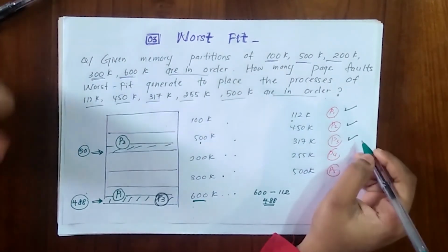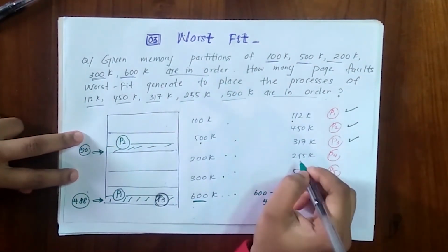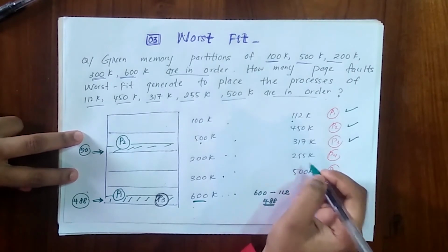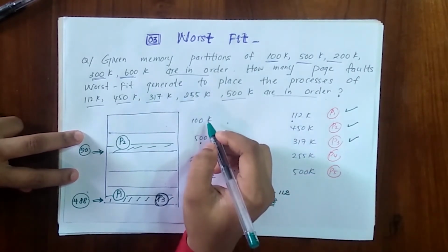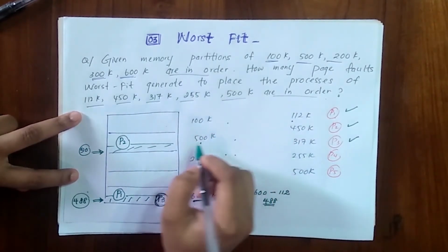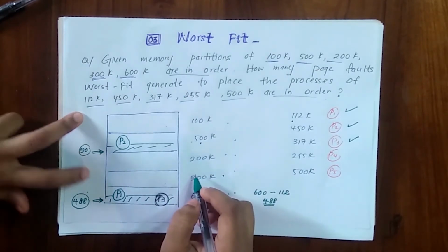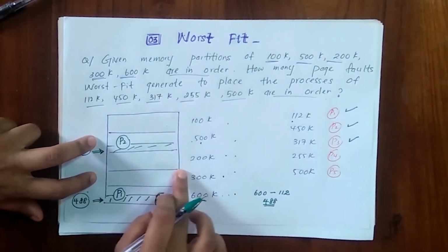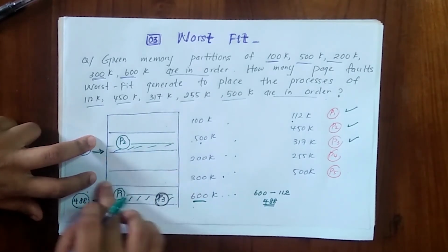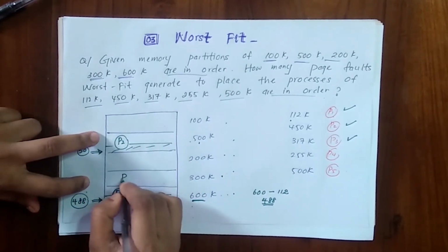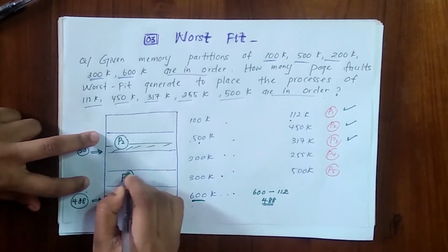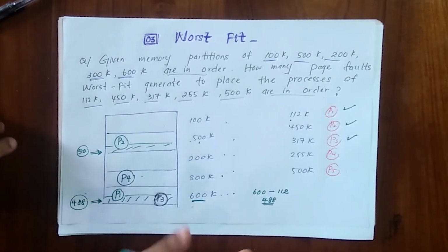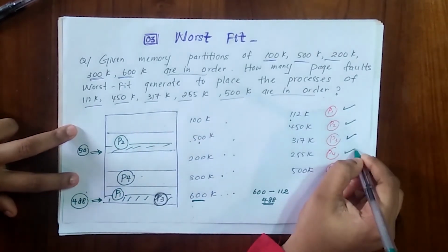And now let's move to P4. It is 255. So you can see that you can't place it here, here, here or here, and you can place it in this partition, which is 300. P4. So we're done with P4 as well.